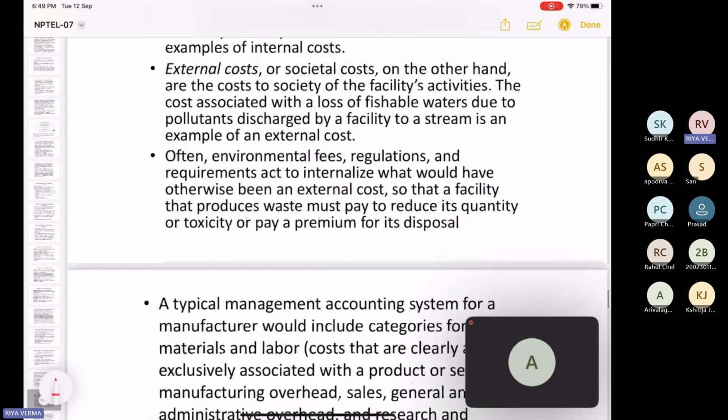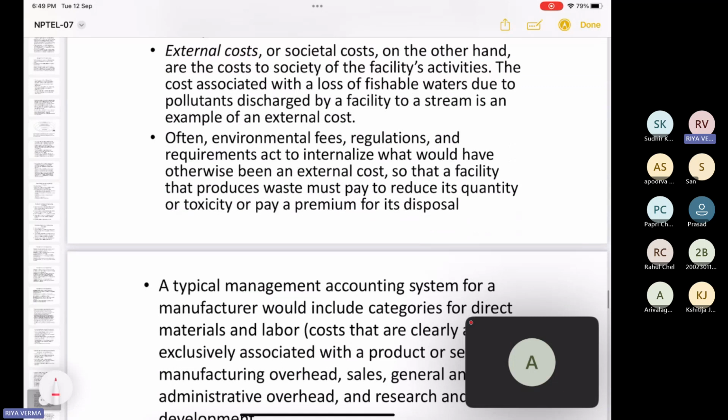Often, environmental fee regulations and requirements act to internalize what would have otherwise been an external cost, so that a facility that produces waste must pay to reduce its quantity or toxicity, or pay a minimum premium for its disposal. So there are two ways: either you reduce the quantity of waste that you need to discharge, or you can pay a premium for the disposal of such waste.